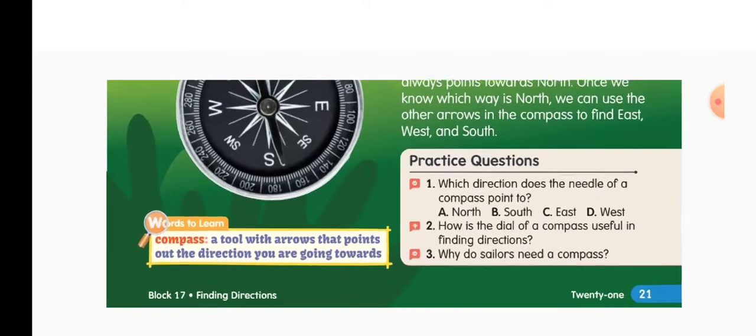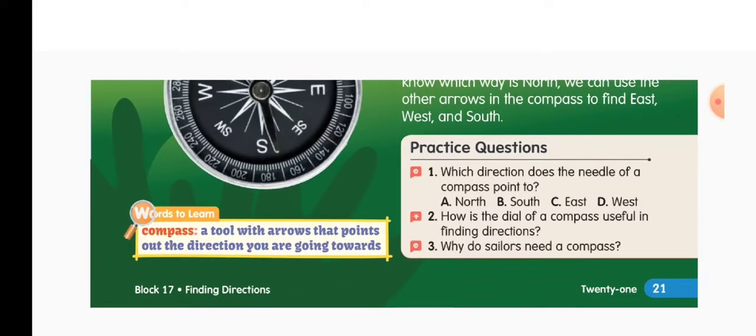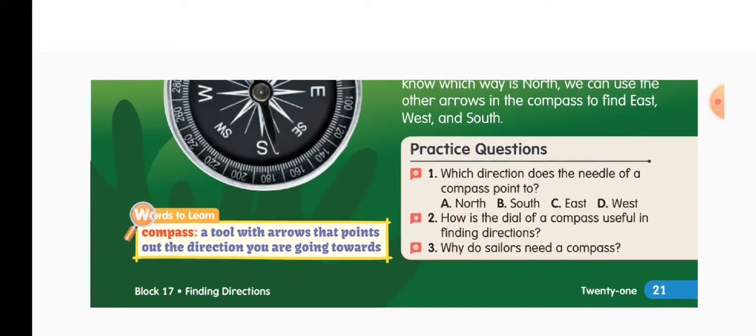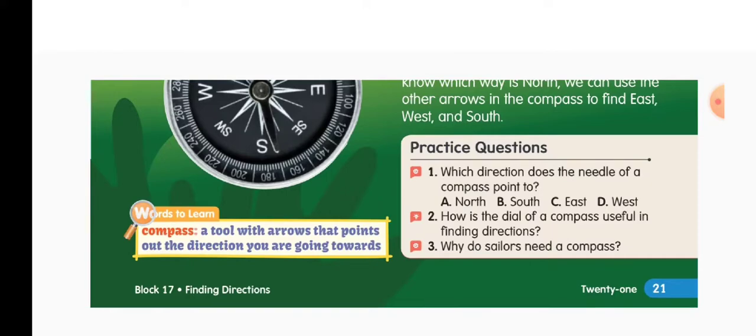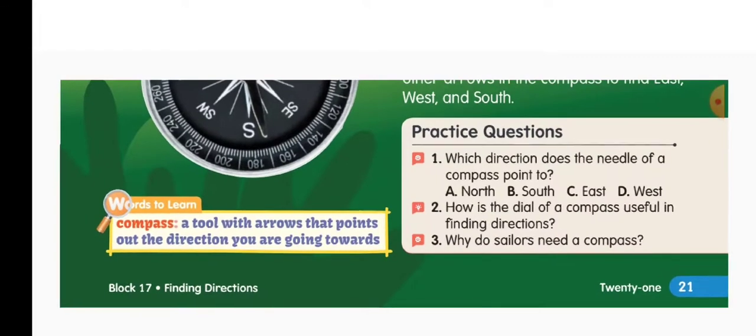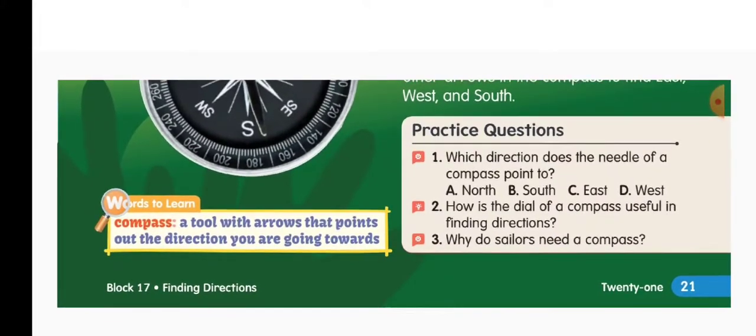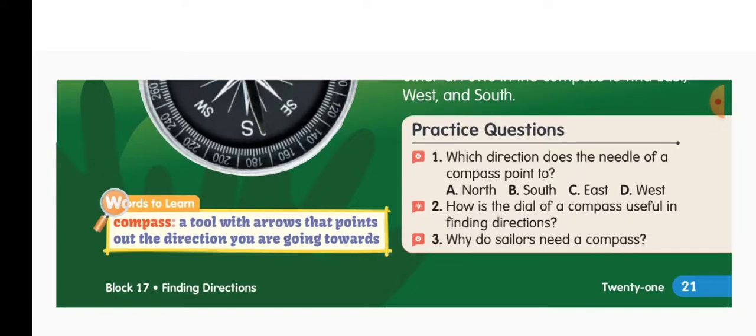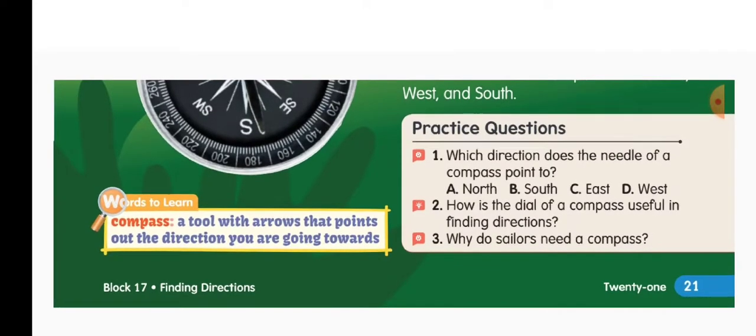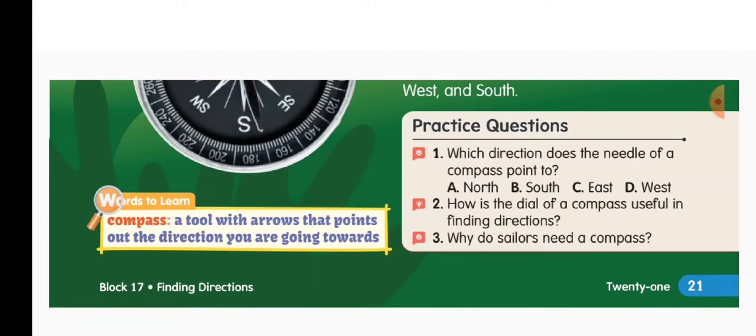Next question: why do sailors need a compass? Sailors are the people who travel in the sea, on the ships. When they are traveling in the ships, they can't find any landmarks around them. They don't know the directions properly. It will be water everywhere around them. So it is hard for sailors to find out the direction. If they have the compass with them, it is very easy for them to find the directions. They can sail towards that direction.